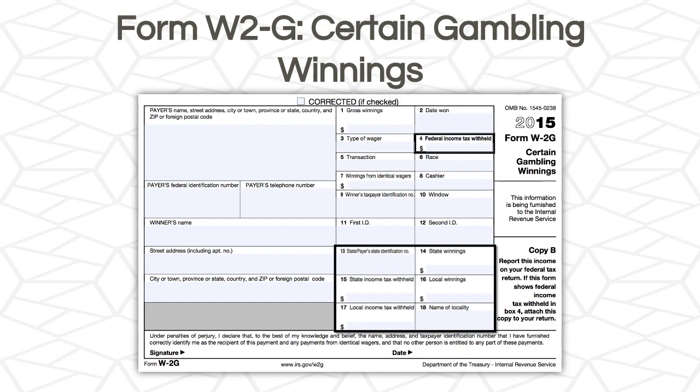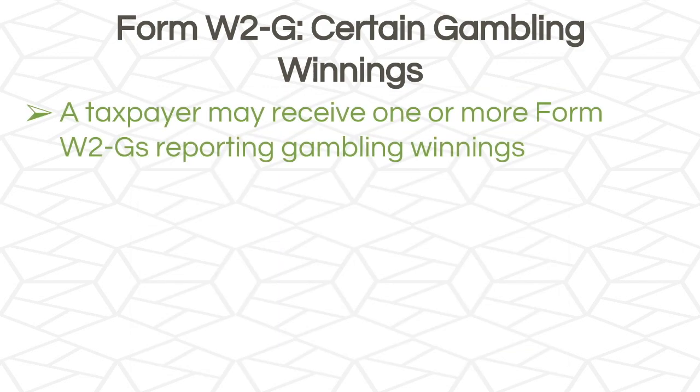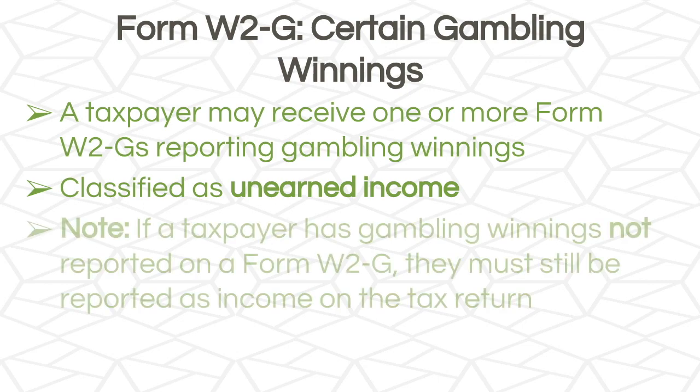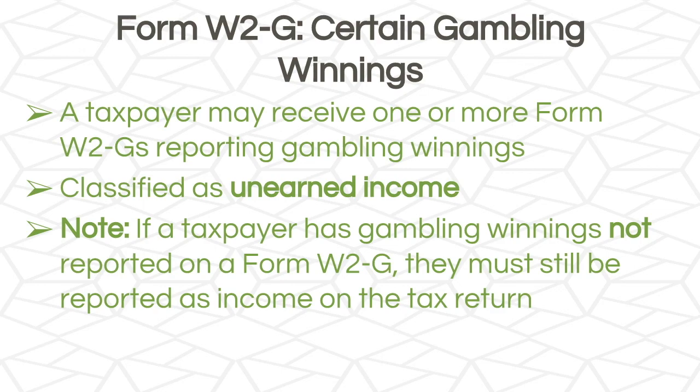Now, we might also have some state information on the W2G, so make sure to enter that into the tax software as well. And then for more details on how your state addresses gambling winnings, please see your state return video. But a taxpayer can receive one or more Form W2Gs reporting these winnings. This, of course, is classified as unearned income. And if the taxpayer has gambling winnings that are not on an official tax document, they still need to report that income on their tax return.